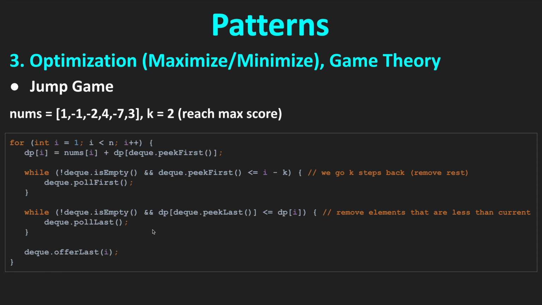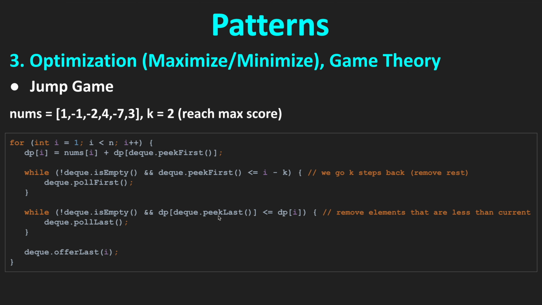Again, at each step, in the DQ we are storing not the value itself, but the index. So we are taking the value dp[i] = nums[i] plus the value at the largest index, and adding it to our dynamic programming array. But at each step, we are going back and pulling all the indexes that are less than i minus k, so we don't have to keep those indexes.